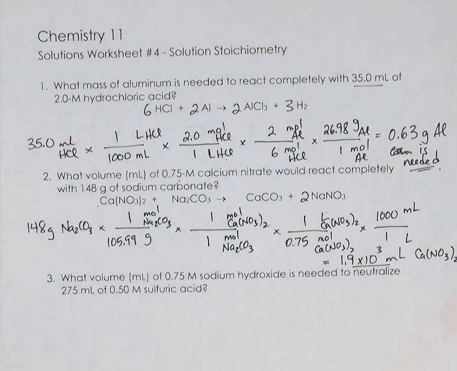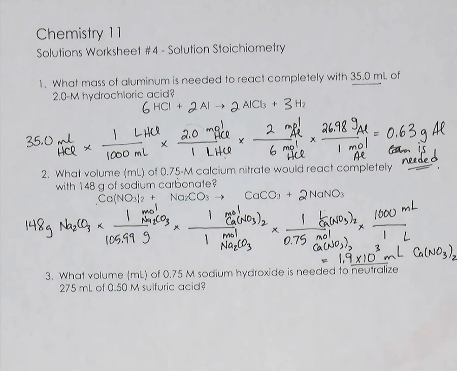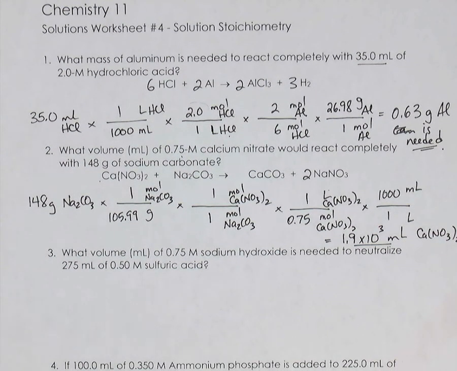The third example is getting a little bit more complicated because now instead of a mass and a concentration, we're given 2 solutions. One of the solutions we know its volume: 275 milliliters of 0.5 molar sulfuric acid. And the other solution, we know its concentration, 0.75 molar sodium hydroxide, but we want to know how much of that we would need to react with to neutralize this sulfuric acid. Don't let the word neutralize bother you. It's just the specific term you would use when an acid, in this case sulfuric acid, is reacting with a base, sodium hydroxide. It's called a neutralization reaction.